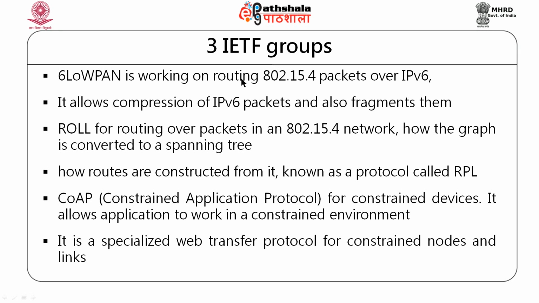6LoWPAN is working on routing packets over IP version 6. So, how that is done, we will look at. It compresses the IP version 6 packet. Now, the problem is, 6LoWPAN is a network which is an 802.15.4 network, which only has a size of 127 bytes, and there are some header values. So, eventually you have 104 bytes available to you. It cannot even fit an IP version 6 address, that is the problem.